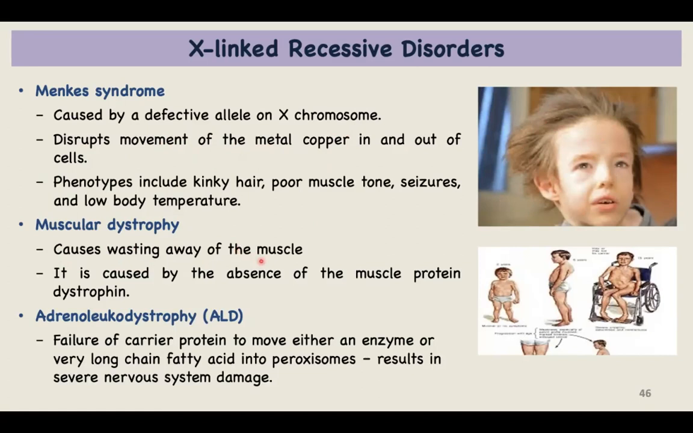Okay, so next one is the muscular dystrophy, which causes the wasting away of the muscle. Muscle dia jadi tak kuat langsung. It's caused by the absence of the muscle protein dystrophin. Last one is the ALD. ALD ni causes severe nervous system damage. Macam ni. Okay.